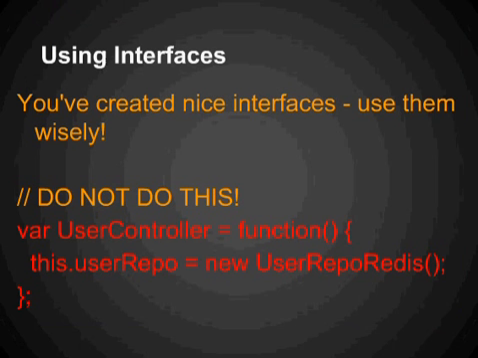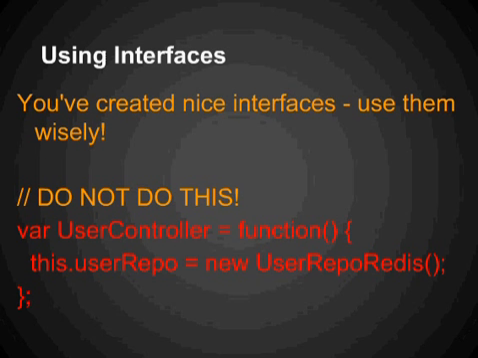So you spent a lot of time designing these small, tightly focused, single responsibility principle, interface segregation principle interfaces. You've created some implementations that use them. Now how do we actually use these objects in our code? Well, I want to show you first what not to do, and then I'll show you what to do. So let's start with what not to do.